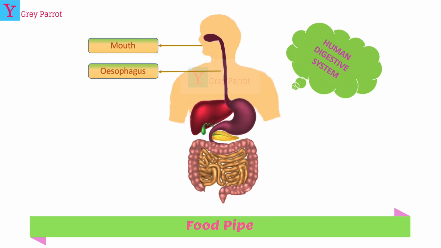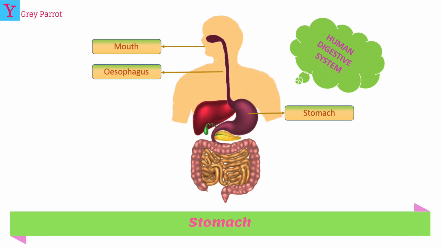The esophagus is a smooth muscular tube which connects the mouth and stomach. Now you might ask, what is the esophagus' job? Well, its job is to send food to our stomach with a process called peristalsis.